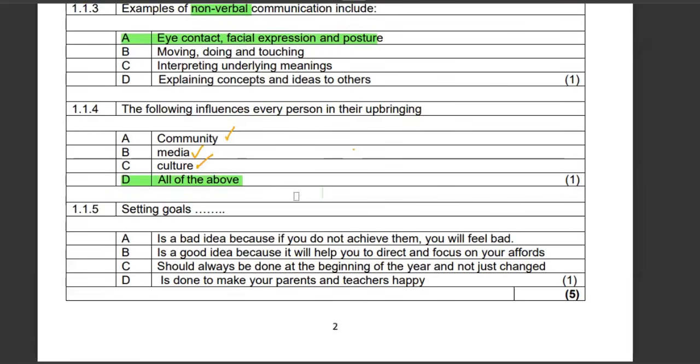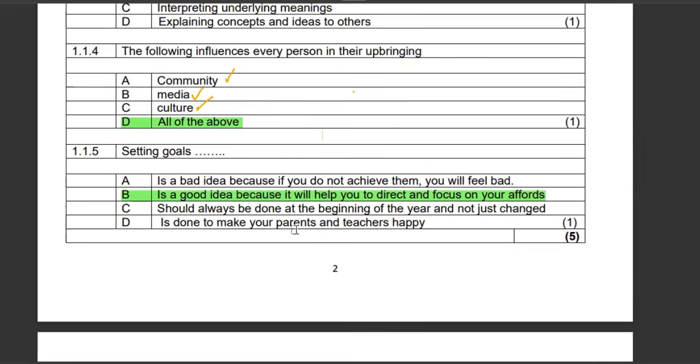1.1.5, setting goals. We need to choose the correct answer here. Setting goals is a good idea because it will help you to direct and focus on your efforts. It is actually something which is good. At any given time, you must have goals which you need to achieve. So the correct answer there would be the letter B.